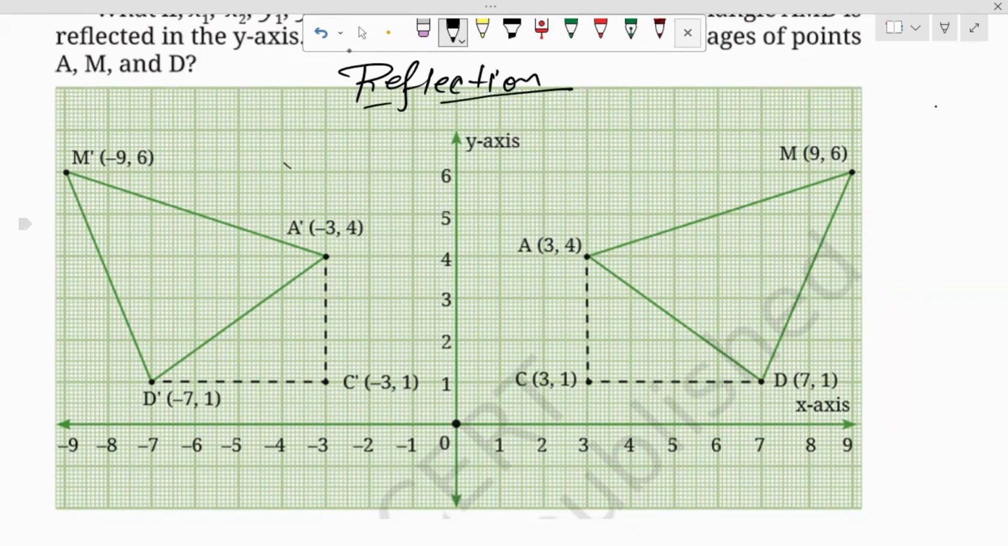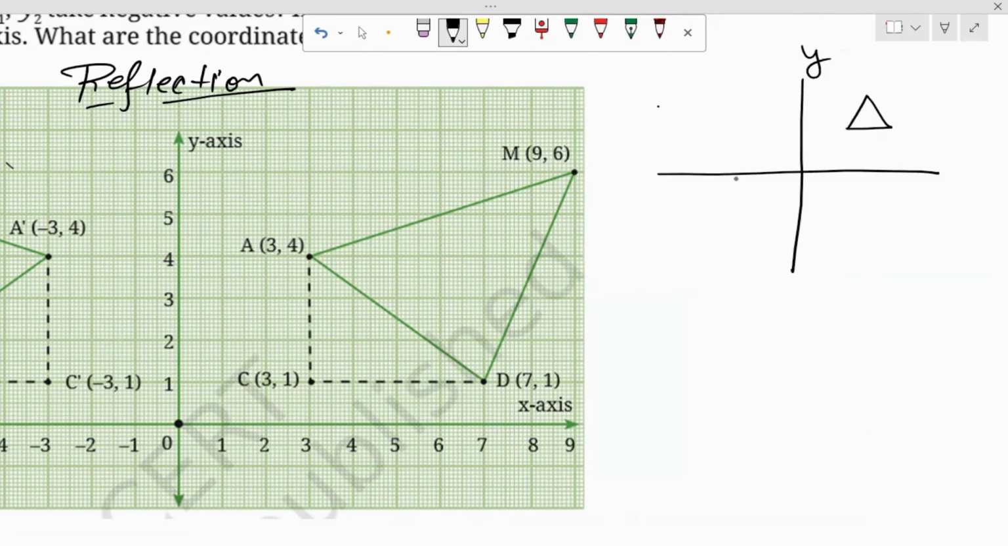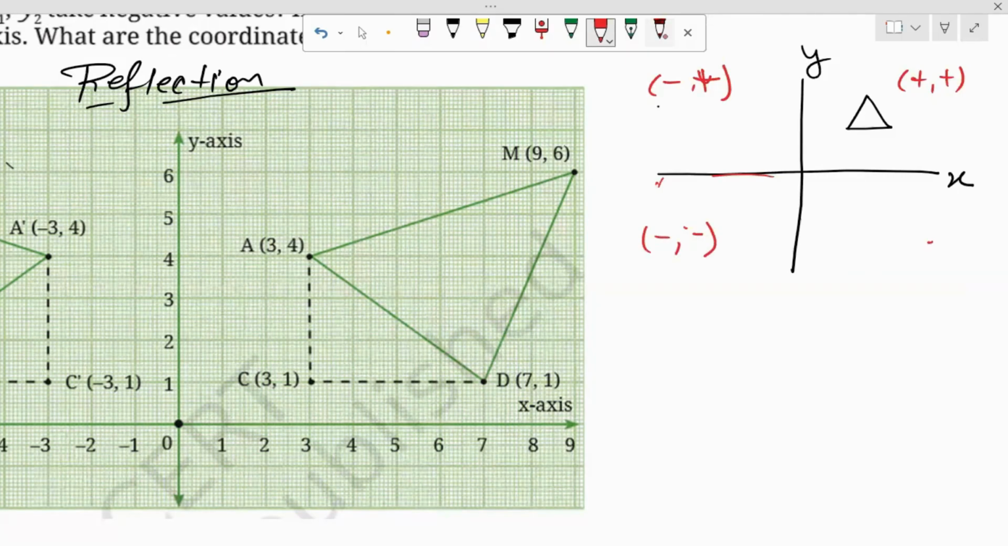Now reflection. So what is reflection? Reflection can be of two types. Let's suppose this is your coordinate grid and here I have this image. This is the y-axis, this is the x-axis. We know that this is the first quadrant where x and y both are positive. Second quadrant, here x is negative, y is positive. This is the third quadrant, here x is negative and y is also negative. It is the fourth quadrant where x is positive, y is negative.